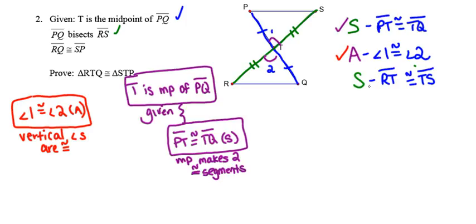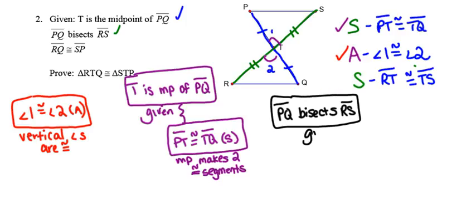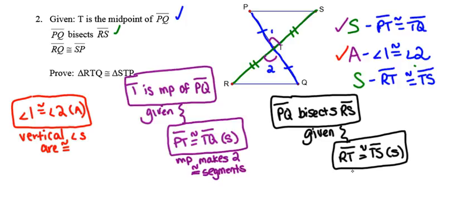And lastly, I need to talk about segment RT being congruent to segment TS. And the reason I knew those 2 were congruent to each other was due to the fact that PQ bisected segment RS. So I'm going to go make mention of that. And that segment bisector is what told me that segment RT was congruent to segment TS, which also is a pair of congruent sides in the triangles I'm trying to make congruent. So the bisector is what makes these congruent segments.